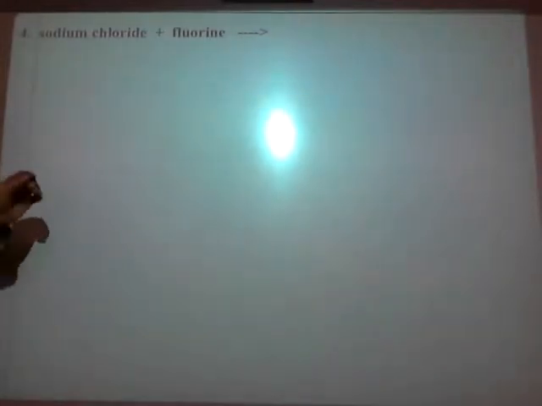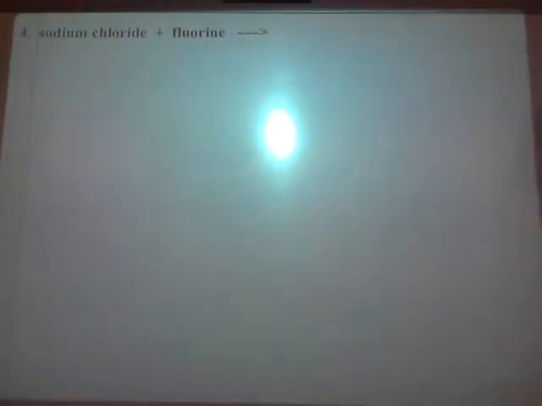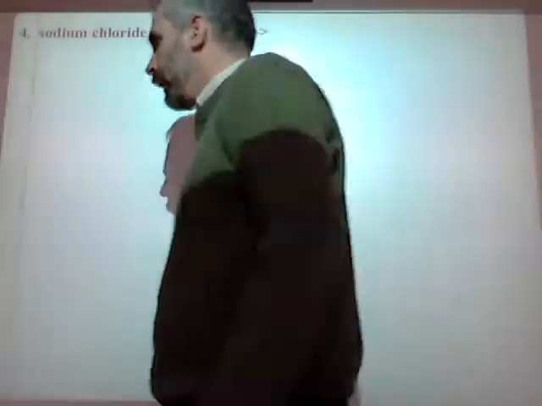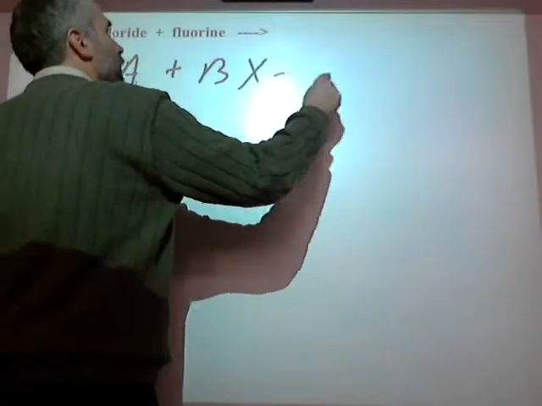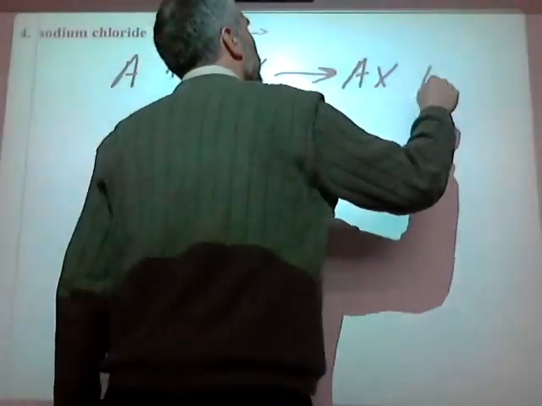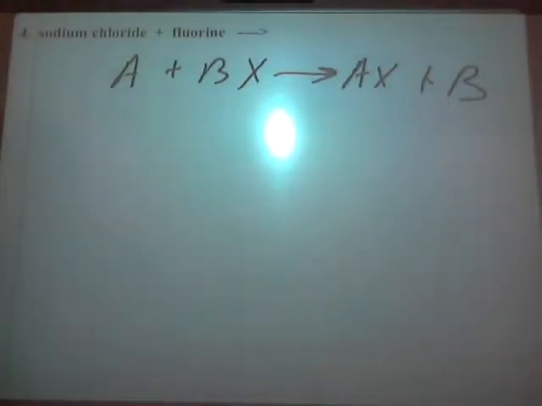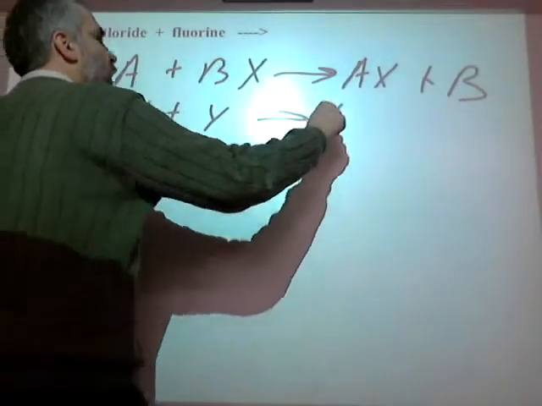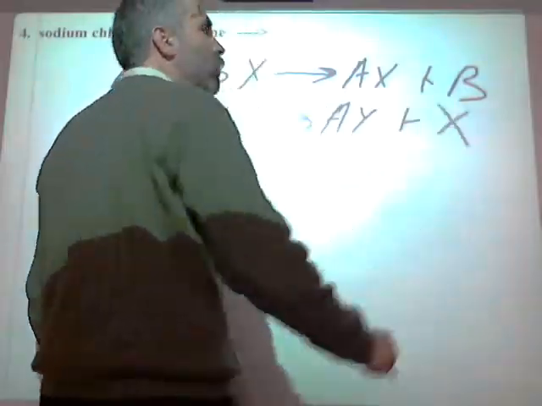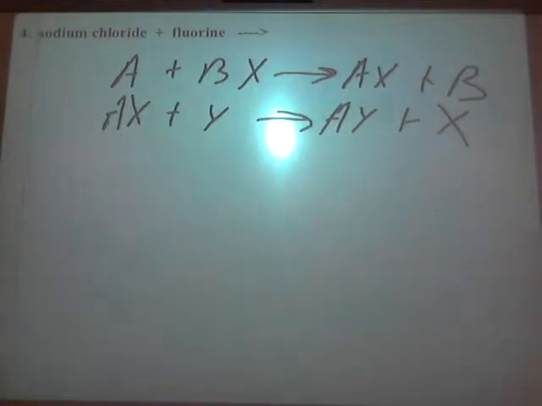Okay, sodium chloride plus fluorine yields. Now, this is also a replacement reaction, but it's not the kind you've been seeing. It's a little bit different. If you remember in the beginning, I had A plus BX yields AX plus B. I also had AX plus Y yields AY plus X. So the difference was you can replace the positive ions or you can replace the negative ions, which I could do in this case. And that's what I'm going to do here.